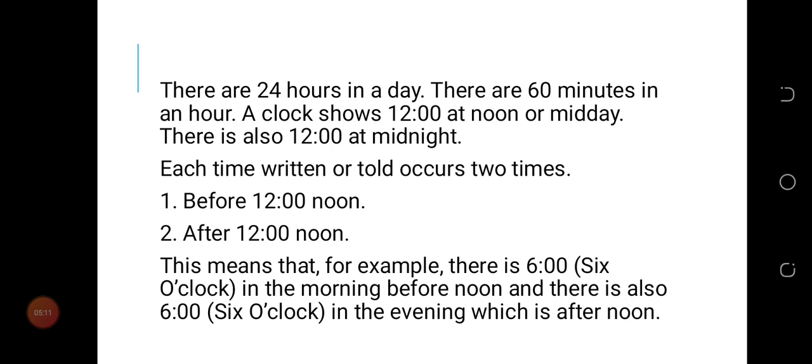This means that, for example, there is 6 o'clock in the morning before noon, and there is also 6 o'clock in the evening, which is afternoon. As I was saying, we can get 6 o'clock early in the morning and 6 o'clock p.m. also in the evening. We have 6 o'clock a.m., that's the morning, and 6 o'clock p.m., that's the evening.